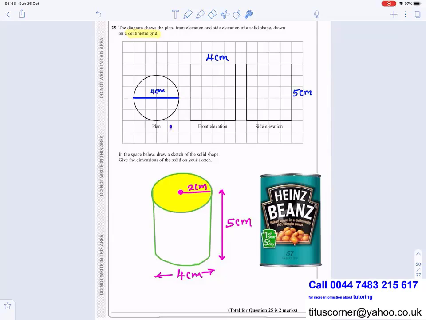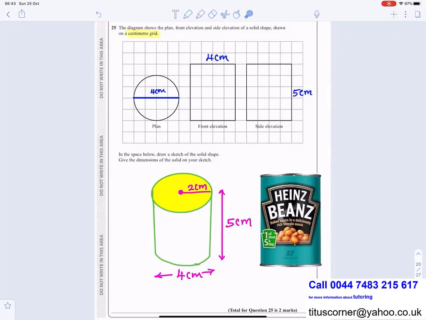The plan is what you see when you look from above, like a bird's eye view, like the plan of a house. If you look directly from above, you will see a circle. And from one end to the other end is 4 centimeters, because each of these grids is 1 centimeter by 1 centimeter.